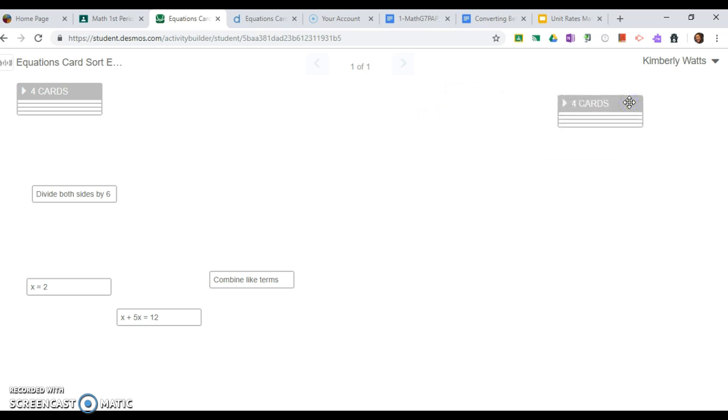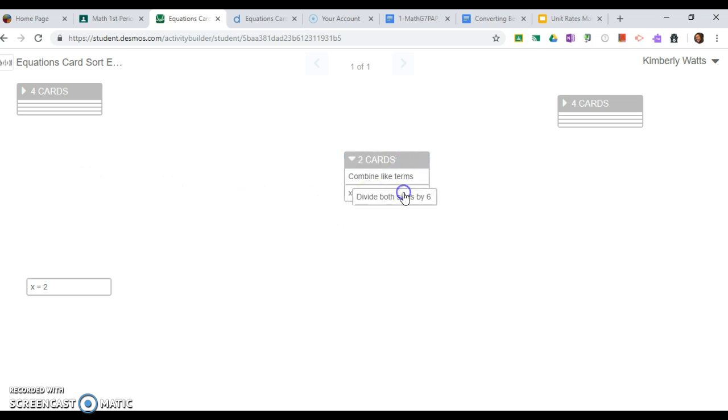And last step, or last equation, I have x plus 5x equals 12. This one I'm going to combine like terms first to make 6x. Then I'll divide both sides by 6. And x equals 2. And that is how you're going to complete your assignment.